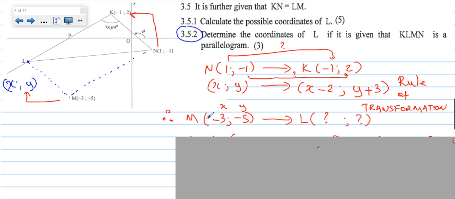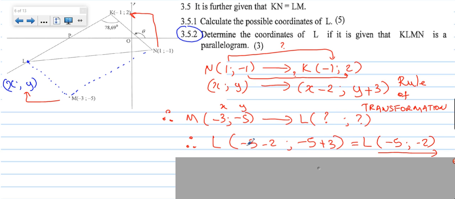So the same thing, if I want to move from the known to the unknown, minus 3; minus 5 for M going to L, which we don't know. Therefore L would be minus 3 minus 2, look at the rule, and minus 5 plus 3, look at the rule, will give you L to be (minus 5; minus 2). A little bit confusing, a little bit of thinking, but some of us will prefer this over method 1. I like method 1 because it's much easier to do.